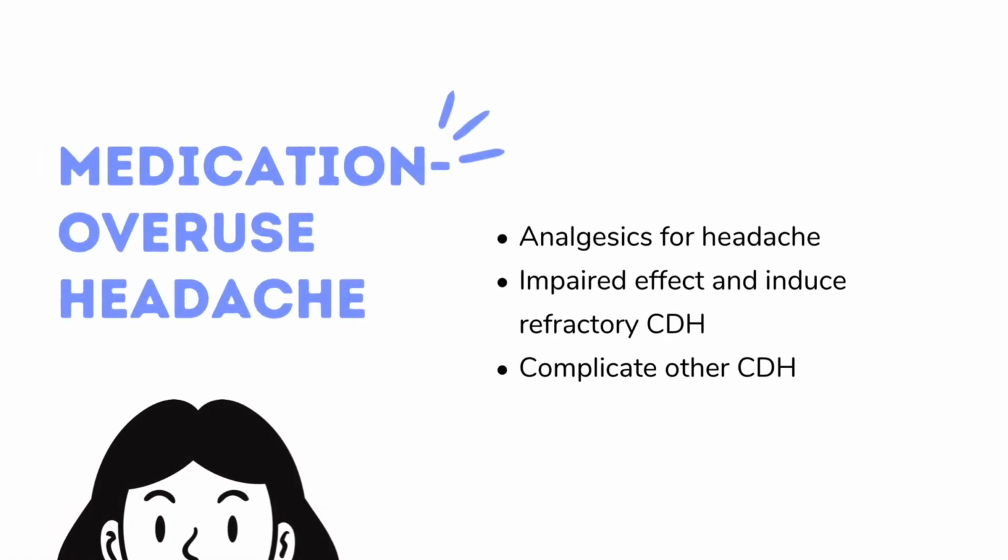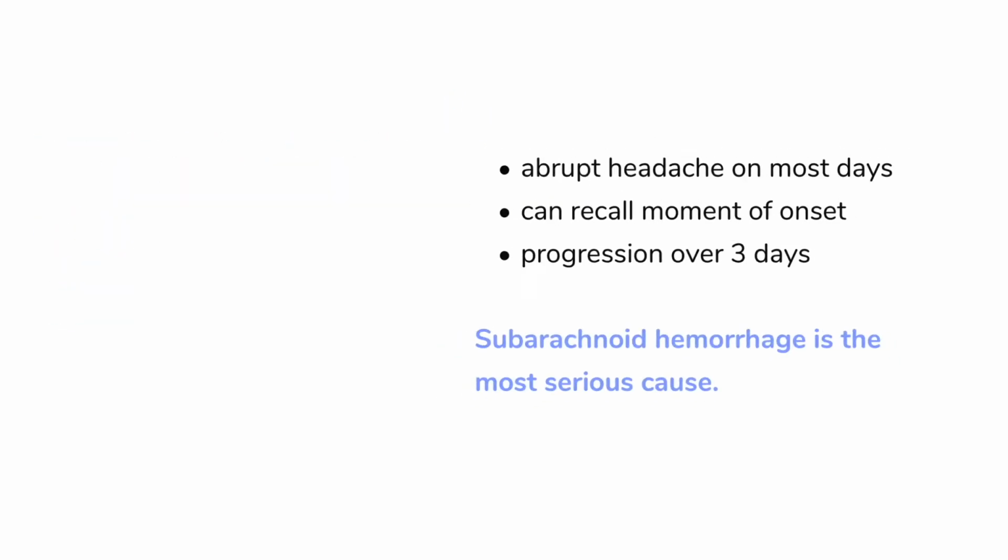There are 2 diagnoses worth discussing, which include your medication overuse headache and new daily persistent headache. For medication overuse headache, it is mostly due to prolonged use of analgesics for headache itself. This results in impaired effect of medication and induced refractory chronic daily headache.